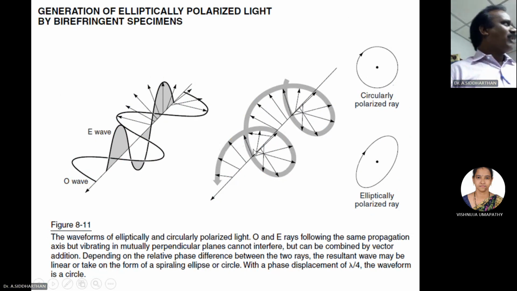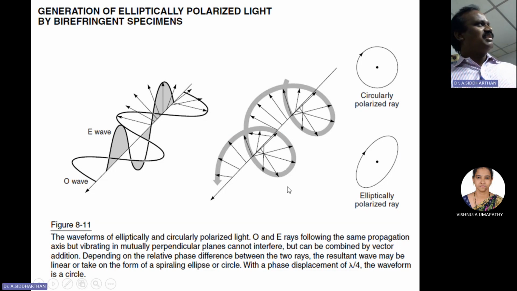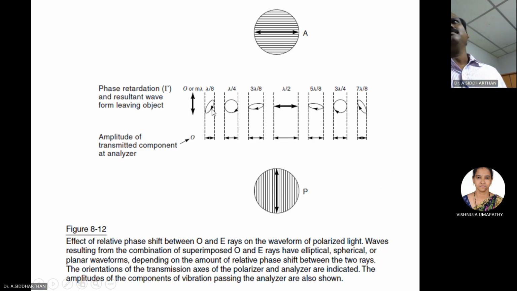Okay, so if E and O differ by a certain angle, we get circularly polarized light. If E and O differ by another angle, we get elliptically polarized light. This elliptically polarized light is inclined to the right-hand side. I can make it lean to the other side also, just mirror it. That can also happen. But for a circle, nothing changes; all the axes are the same. So how is this possible?